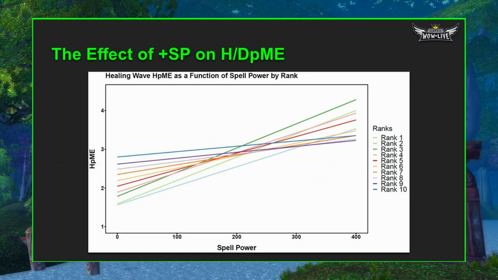If we zoom in on that area, that 200 to 400 spell power area, you can see how this relationship is affected by bonus spell power. By 210 or 212 spell power, rank 3 overtakes rank 10 as the spell with the highest mana efficiency. This is a very interesting relationship. That point at around 212 spell power, where rank 3 overtakes rank 10 as the most mana efficient rank, is called a breakpoint. And knowing these breakpoints for each of your spells can make you a vastly more efficient healer.